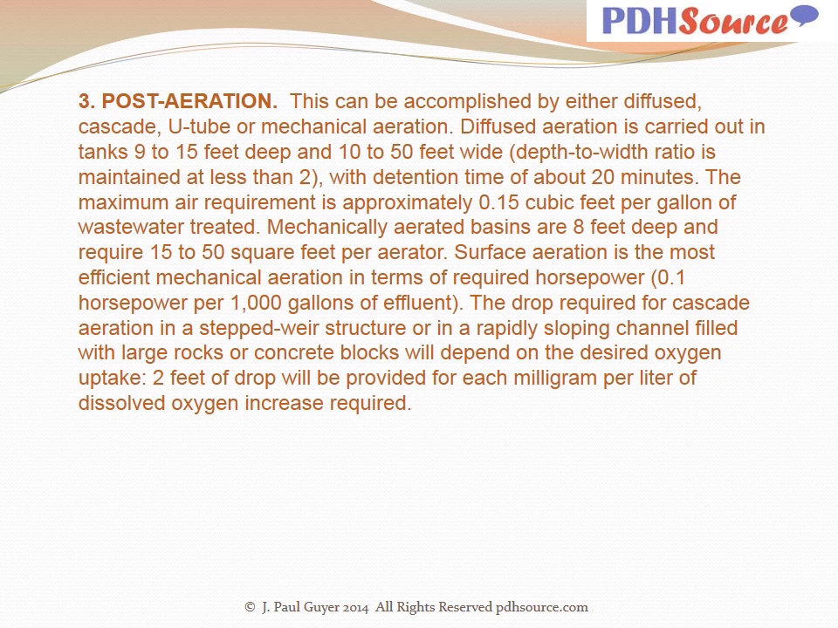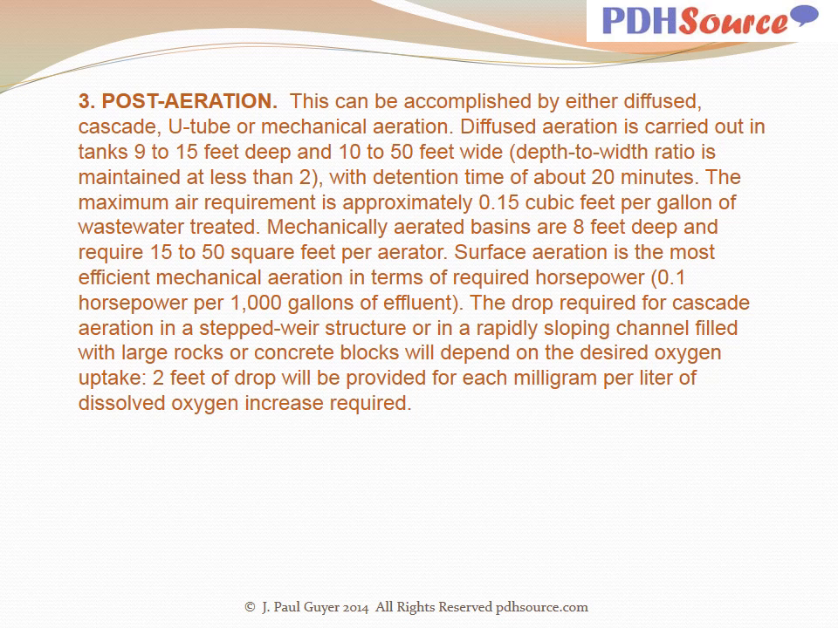Post-aeration is a methodology that may be employed as one of the advanced wastewater treatments. This can be accomplished by either diffused, cascade, U-tube, or mechanical aeration. Diffused aeration is carried out in tanks 9 to 15 feet deep typically and 10 to 50 feet wide. The depth to width ratio is maintained typically at less than 2, with detention times in the post-aeration ponds of about 20 minutes. The maximum air requirement is approximately 0.15 cubic feet per gallon of wastewater treated.